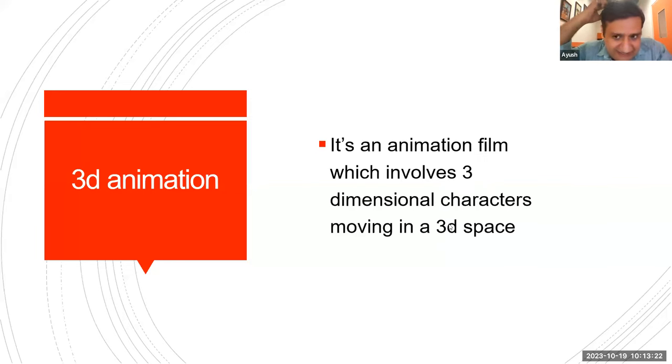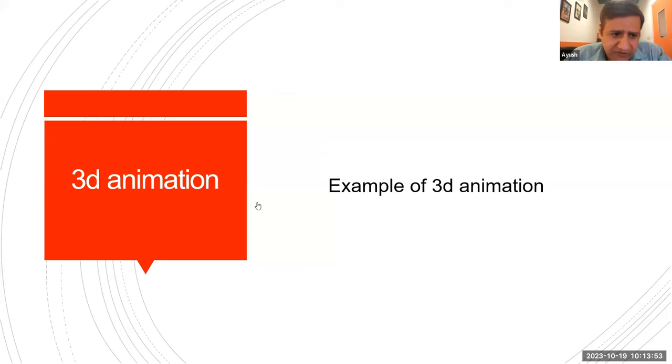The difference is in the way the computer stores this information. Whether the computer is using an XY plane to store the different characters, or it is also using a Z plane, a Z axis. That is the difference between a 3D space and a 2D space. When the computer stores things in such a way that there is depth also, then that becomes a 3D animation. For example, let's watch a small 30 second clip and then we'll talk about it.